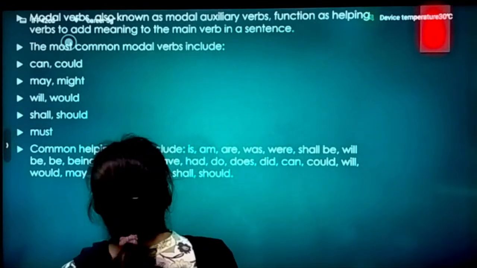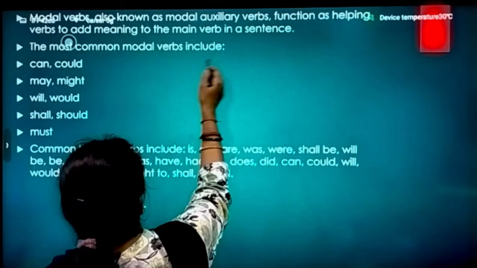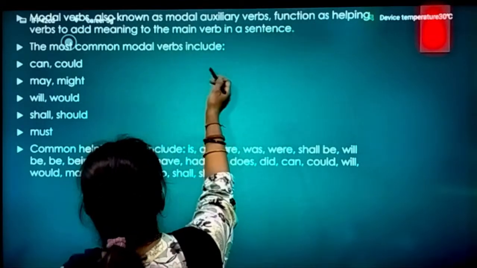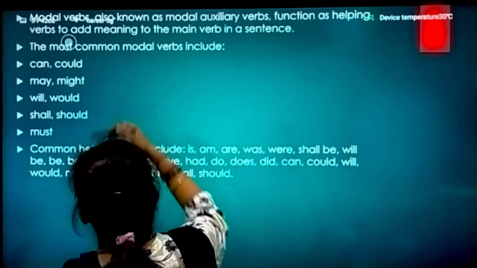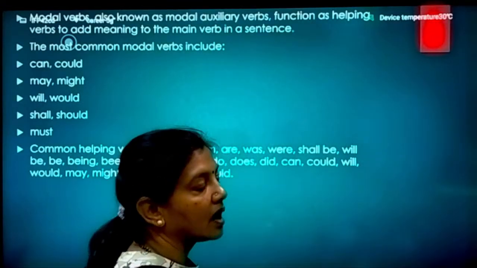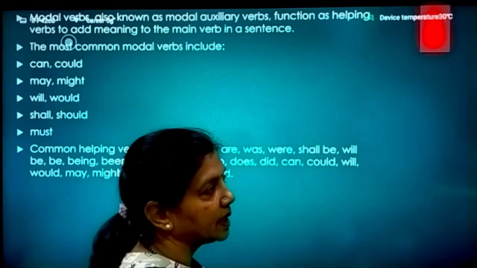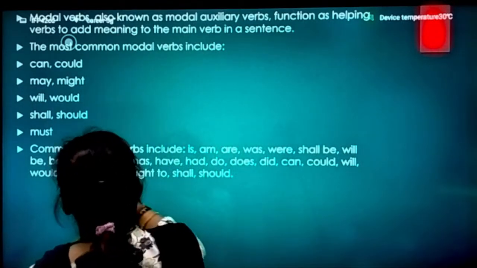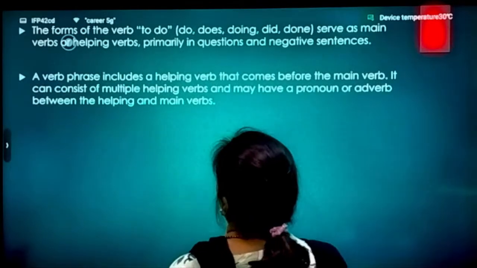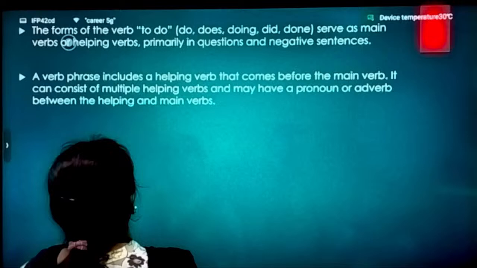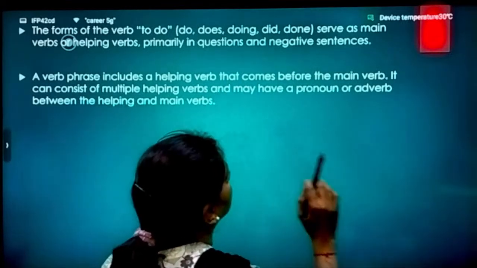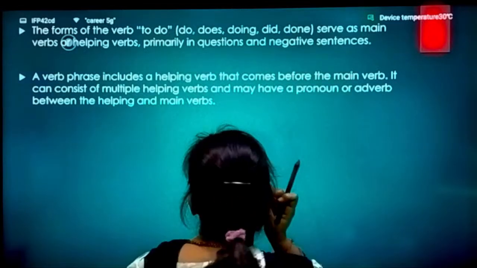And we have the modal verb. It's also called the modal auxiliary verb. The most common modal verbs are these: can, could, may, might. The common helping verbs could be is, am, are, was, were, shall be, will be. These are all the modal verbs. The forms of verb are like do, does, doing, did, done. It is mainly based on the action.